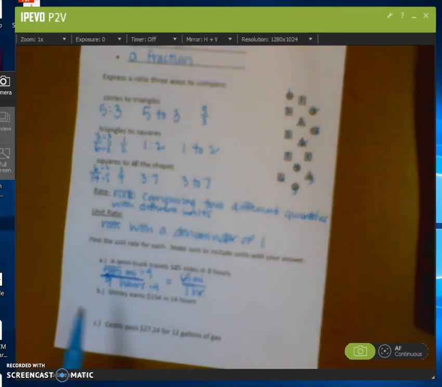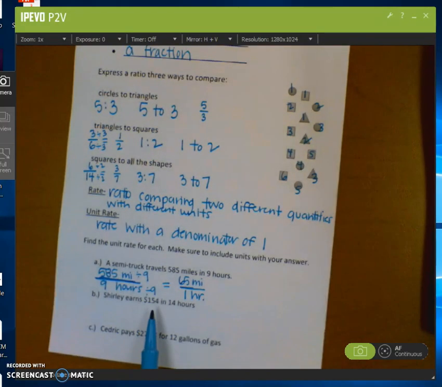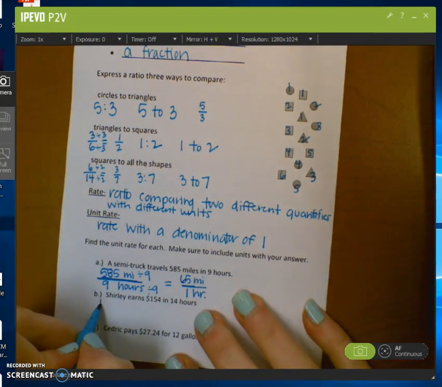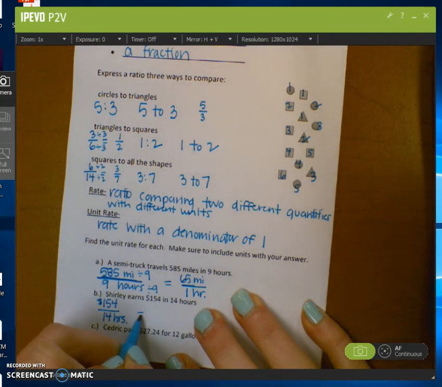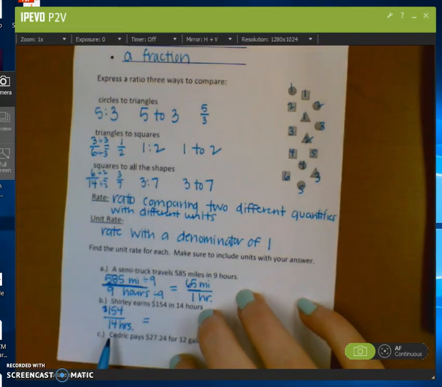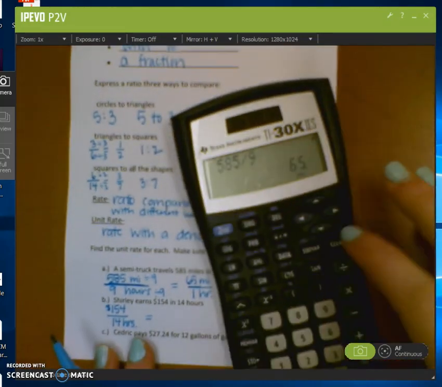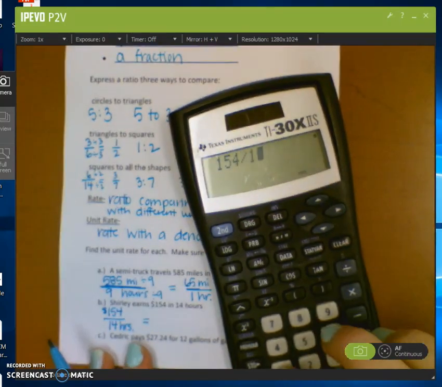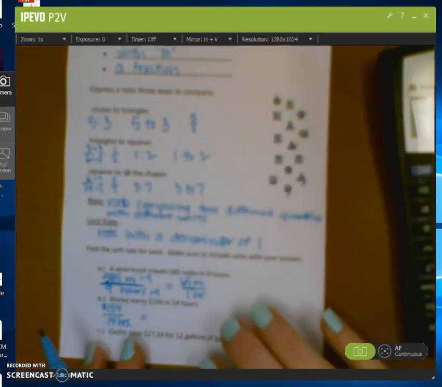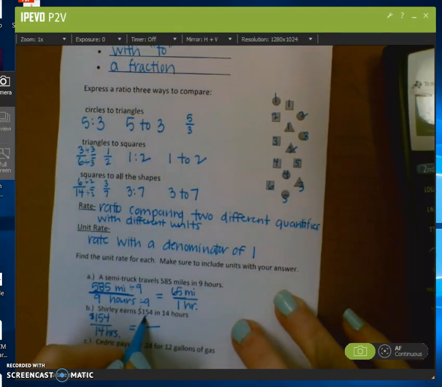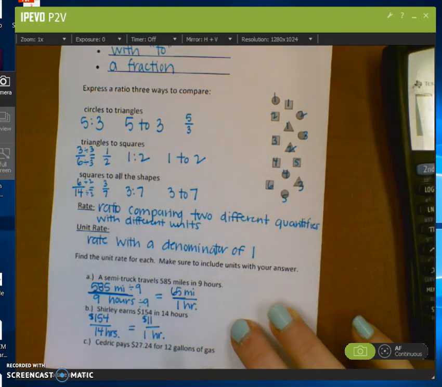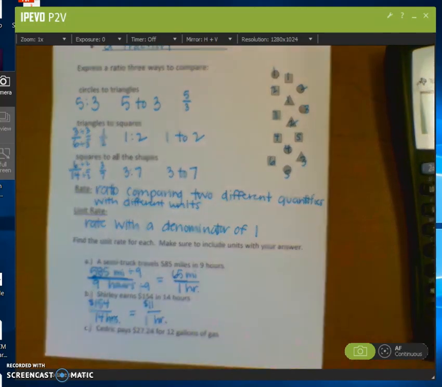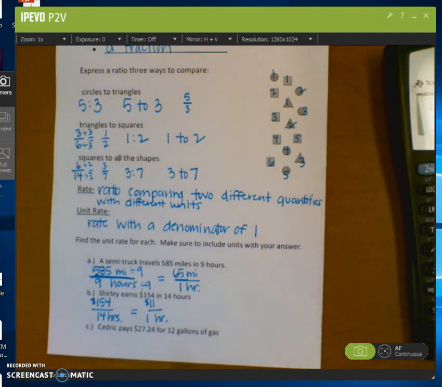So this next one, letter B, says Shirley earns $154 in 14 hours. Again, I'm going to write this as just a normal rate, $154 over 14 hours. In order to make it a unit rate, I'm going to divide the top by the bottom. So I'm going to pull out my calculator. I'm going to do 154 divided by 14. That gives me 11. 11 goes in my numerator. This is $11 for every 1 hour. And so I make sure that I include units, and I know that Shirley makes $11 per hour.